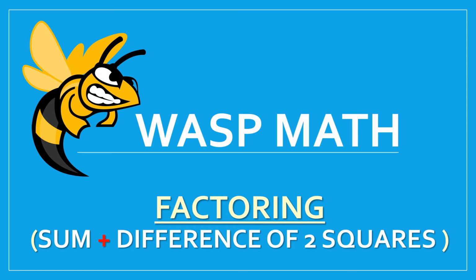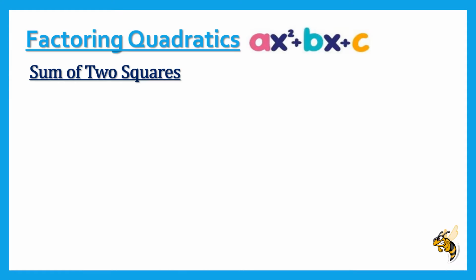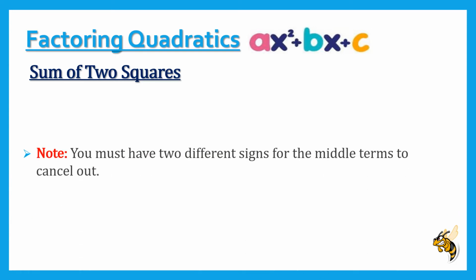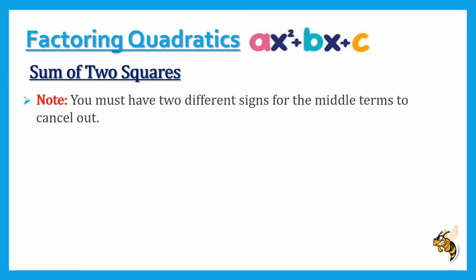This video is focusing on factoring with an emphasis on the sum and the difference of two squares. The sum of two squares. You must have two different signs for the middle term to cancel out. Why? Let's take a good look.